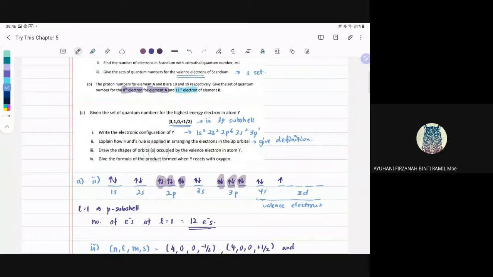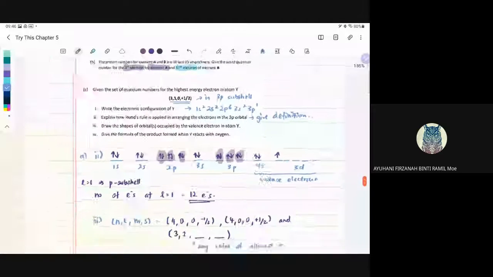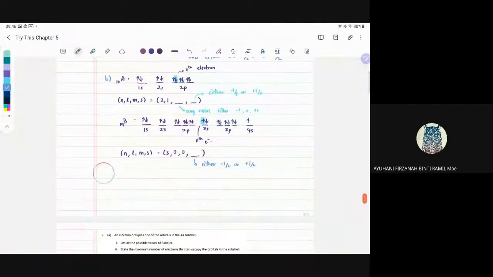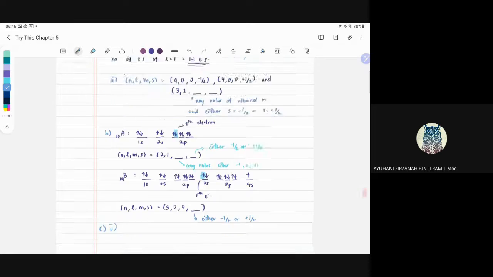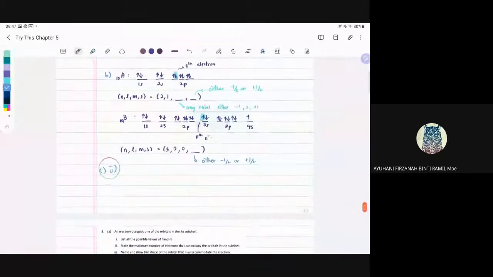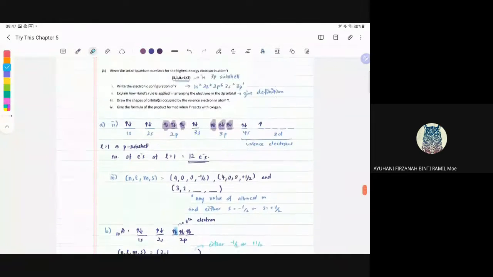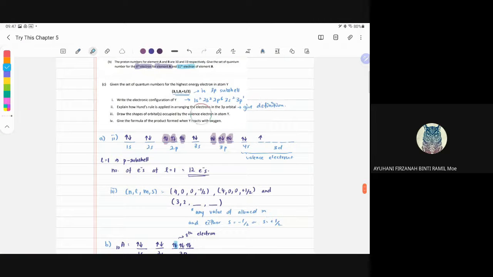Draw the shape of orbitals occupied by valence electrons in atom Y. Remember I mentioned valence electron earlier. So this is in 3s 3p. So the valence electron for C. This is question C3. Valence electron configuration is 3s2 3p1. The highest N. N is the highest.